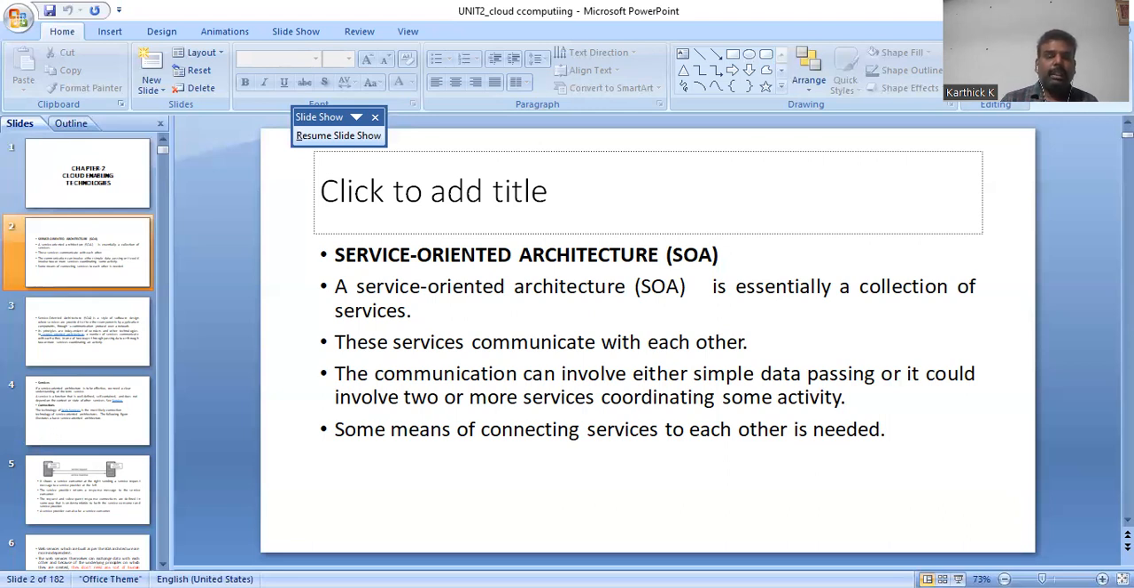So in second unit, we are going to see SOA, REST architecture, the publish and subscribe model, and virtualization. Virtualization is the backbone of your cloud computing. Without virtualization, there is no cloud computing. So there are different types of services and different types of architectures in cloud computing. In second unit, REST is one of the architecture.